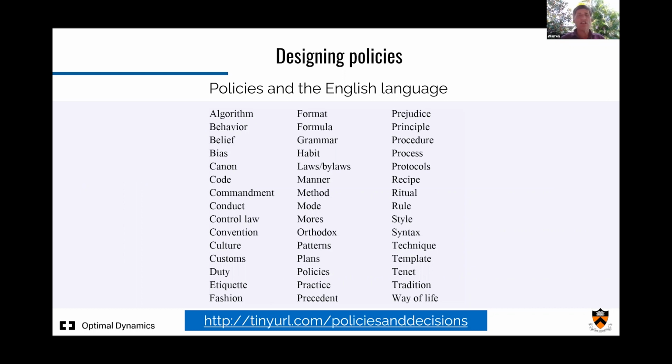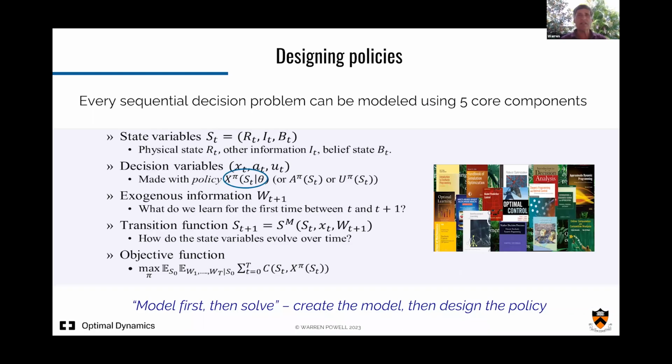I have a spreadsheet, tinyurl.com, policies and decisions. At one point I was down in Brazil and somebody translated everything to Portuguese. If anybody has a native language other than English or Portuguese, please feel free to go to that spreadsheet and do your own translation. I'm going to go with the word policy. I have people who'll say, well, wait a minute, that's problematic for me, but okay. Policy is any method for making a decision.